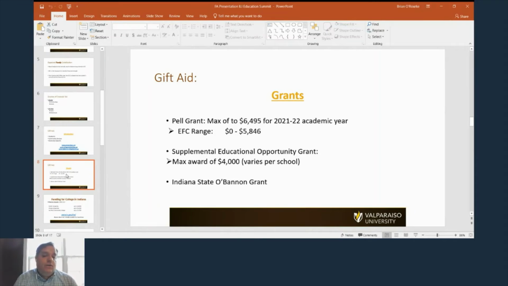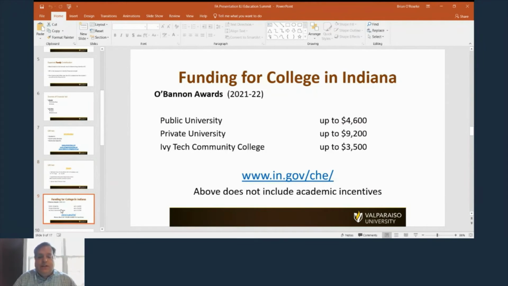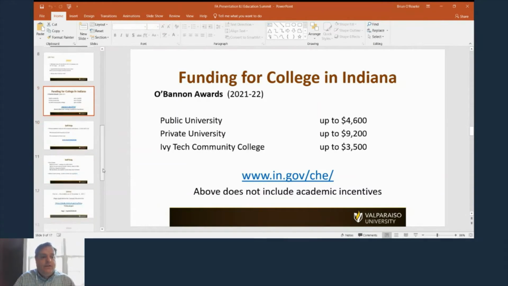There's also federal supplemental educational opportunity grant dollars, and then the Indiana State O'Bannon grant, which I want to make sure we touch on. So you see there's the website for the grant. The Indiana State grant is for students who are coming from high schools in Indiana and going to college in Indiana. You have to submit your FAFSA by April 15th to be eligible for consideration for the O'Bannon grant.